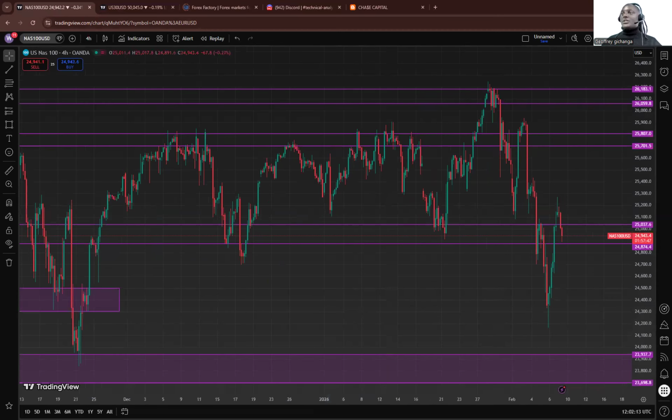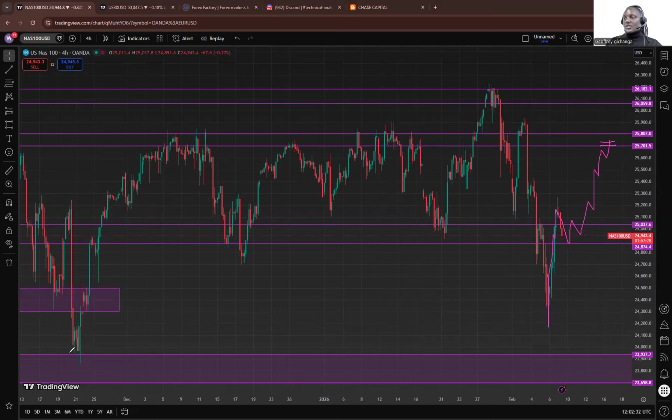So for Nasdaq, you can see what you have here. We had a very strong push to the upside. Price is back at this area. At this area, what I'd want to see is a potential bullish push back to these areas of 25,700. That is the area I'm expecting to see.